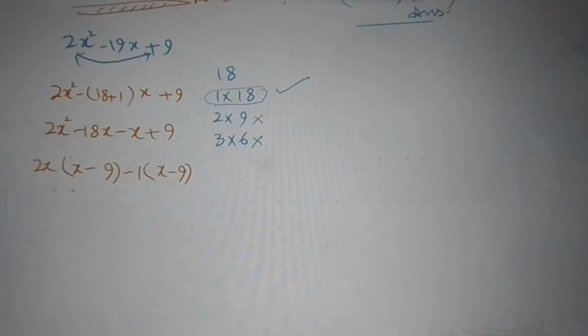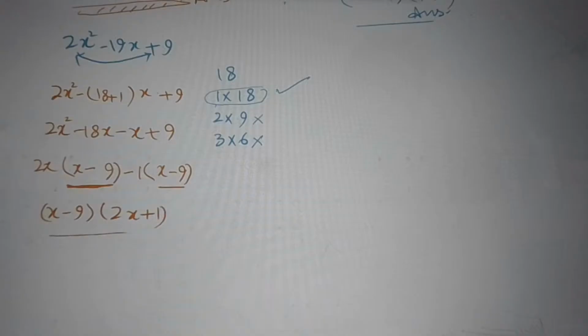This is the guarantee that you have applied the factorization concept well. What is the guarantee? The same factor appearing here is the guarantee. See that it is x minus 9, it is x minus 9. The same factor appears here. We write that once, x minus 9. And with it, what else? 2x minus 1 is the other factor. So this has been completely solved.